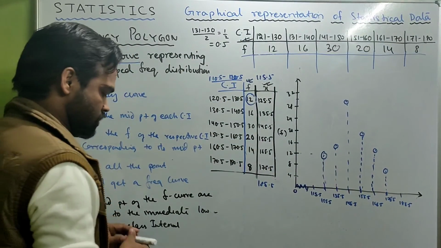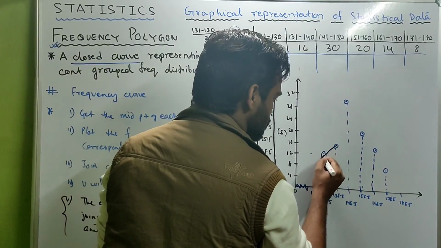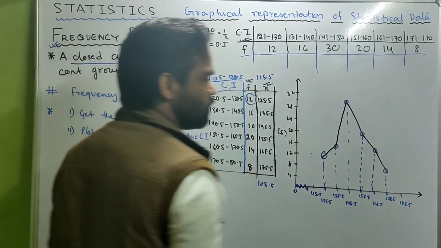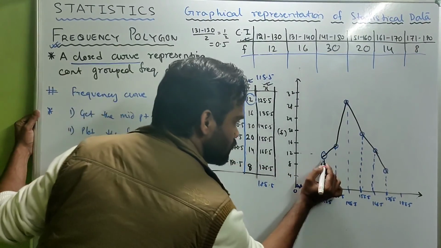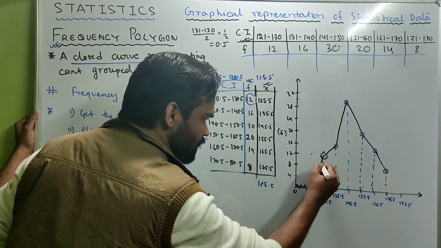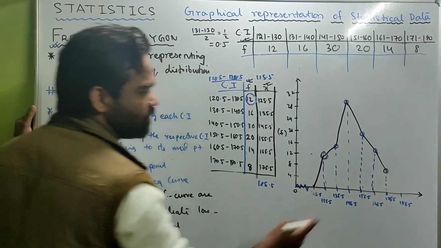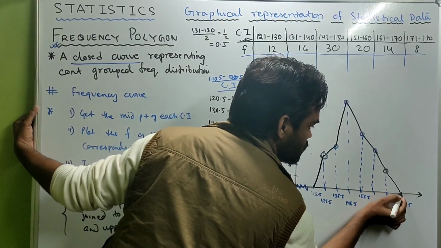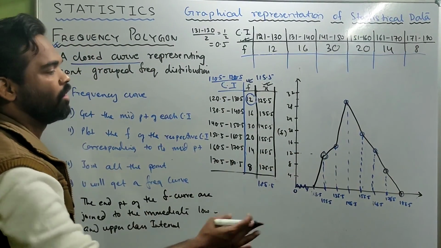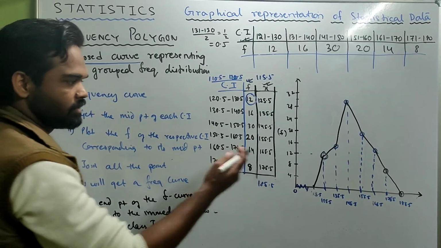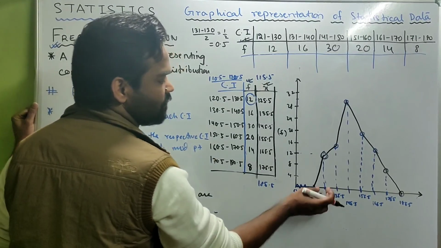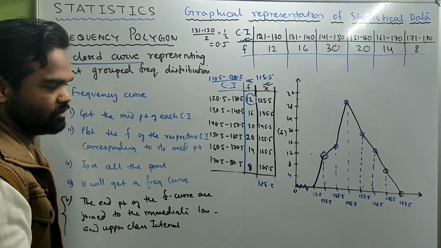So we marked the frequencies. Now just join them with straight lines, the adjacent points. Remember that it is a closed curve. So what we'll do is join the ends: this one to the previous class mark, that is 115.5, and this next one to the following class mark. So this is your frequency polygon. Clear? The scale I've taken is 2 centimeters as 4 units along the y-axis, and along the x-axis 2 centimeters as 10 units. Clear?